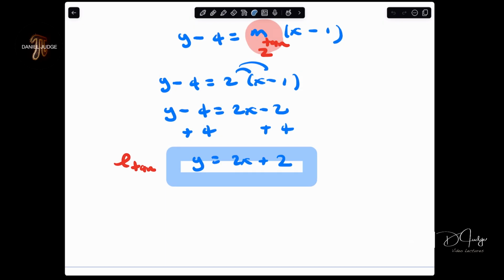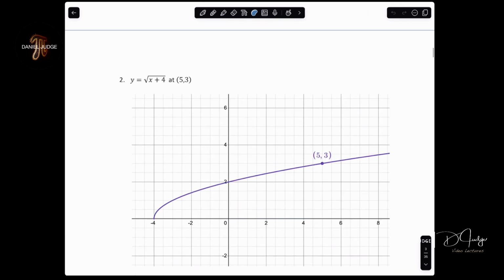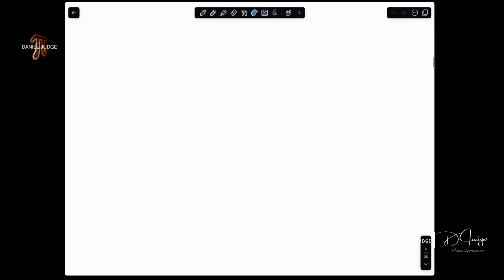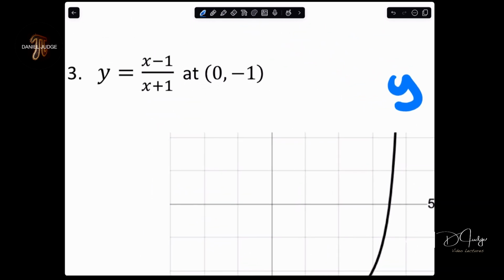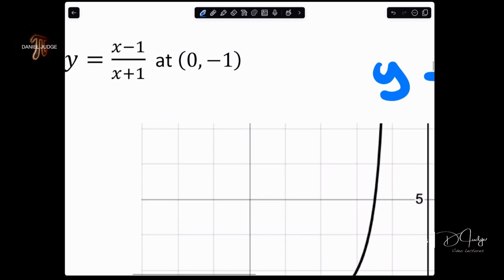All right, let's go to question number 3, okay? So I'm going to only do the odds here. And in this question, they want the same thing, okay? You're going to, again, use y minus y1 is m tangent times x minus the x1. This is the equation of your tangent line for the curve y is x minus 1 over x plus 1 at the location 0, negative 1.